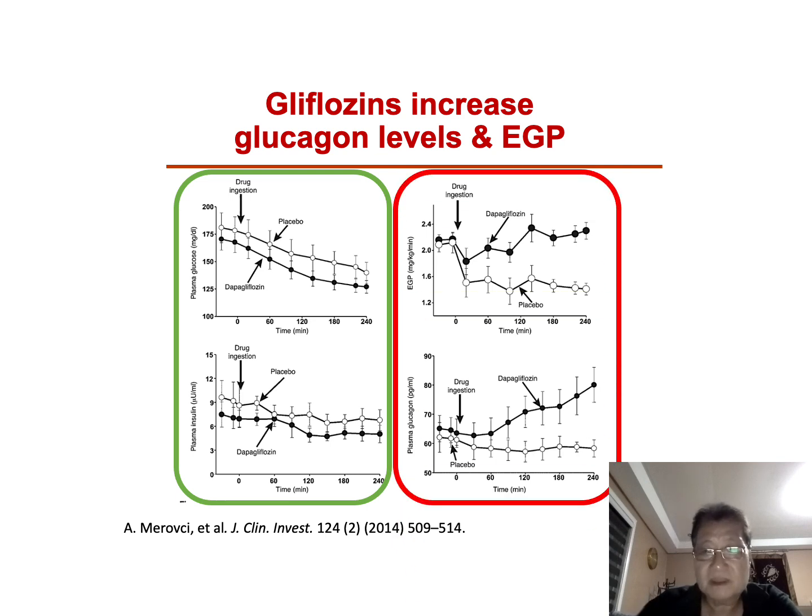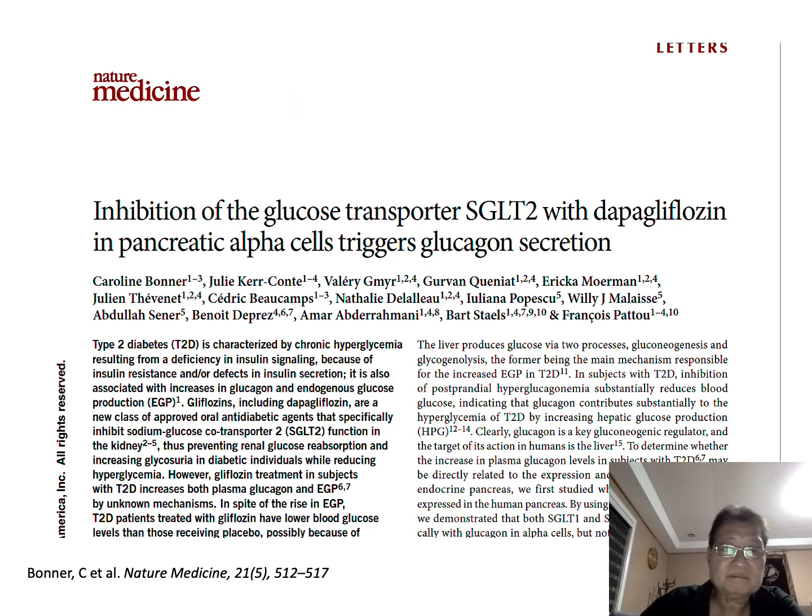however, the report that type 2 DM patients treated with dapagliflozin, the first available gliflozin in the market, markedly increased the glucagon level as well as their endogenous glucose production, has attracted attention to the role of SGLT2 in the alpha cells. Now, Caroline Bonner, a geneticist, and her group were the first to report and describe that SGLT2 is expressed in the alpha cells, and the SGLT2 inhibitors such as dapagliflozin trigger the release of glucagon.